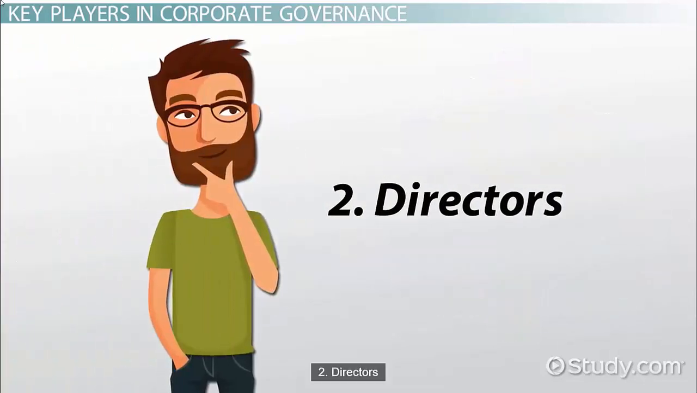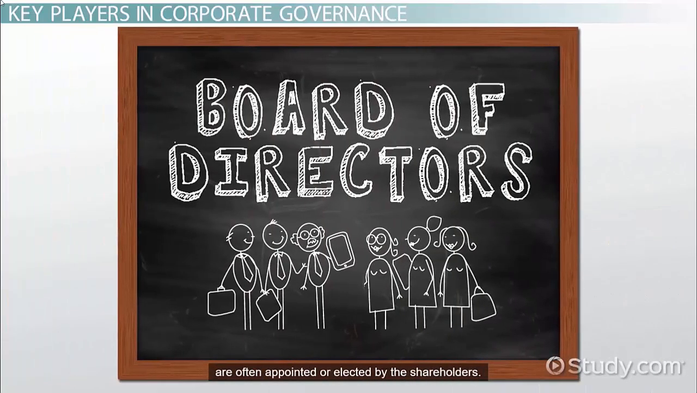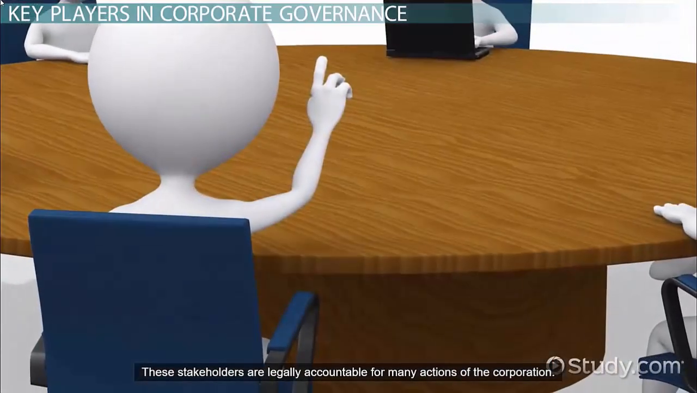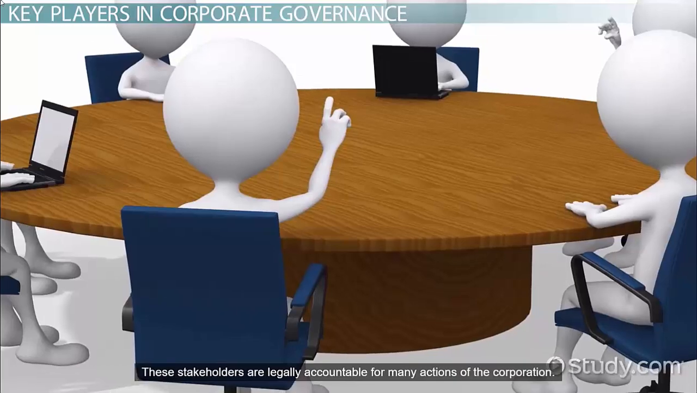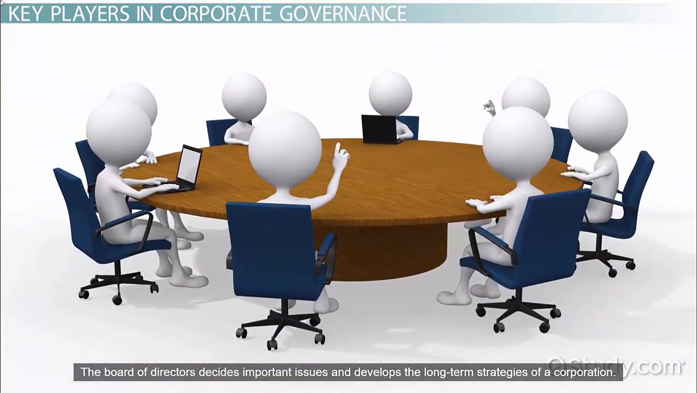2. Directors. Directors, often referred to as the board of directors, are often appointed or elected by the shareholders. These stakeholders are legally accountable for many actions of the corporation. The board of directors decides important issues and develops the long-term strategies of a corporation.